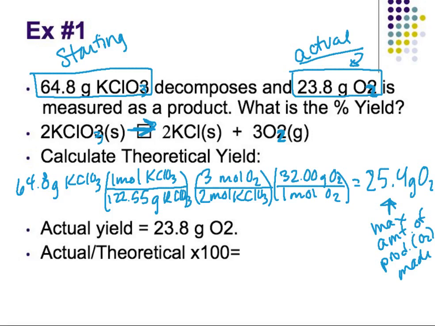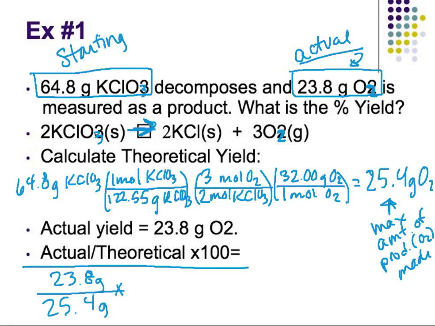Now I go to my percent yield formula, which is actual divided by theoretical times 100. The actual yield is the actual amount of product actually given in the actual problem, which is 23.8 grams of oxygen. My theoretical yield is the maximum amount of product I could possibly make, and that is 25.4 grams. Multiply by 100 to make it a percent, and 23.8 divided by 25.4 times 100 is 93.7%. So 93.7% product in that experiment, that's pretty good.